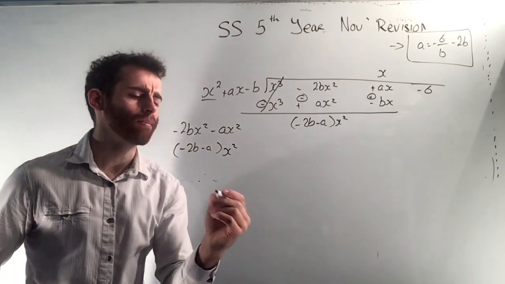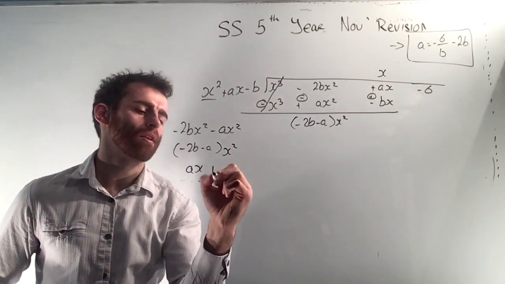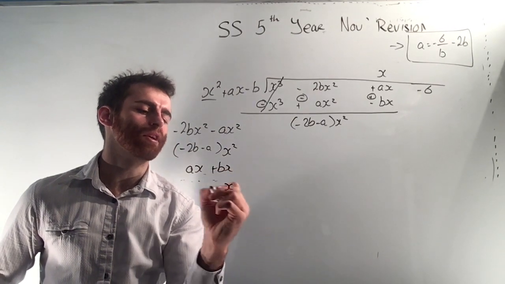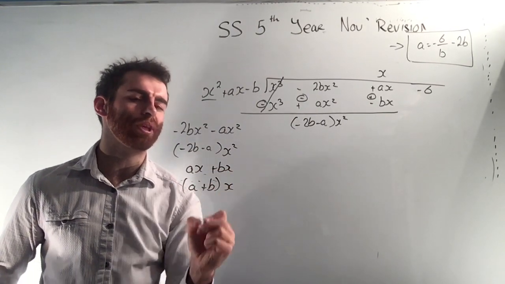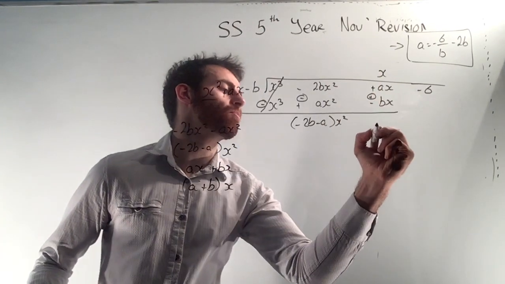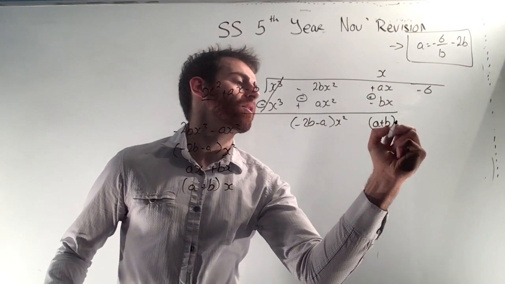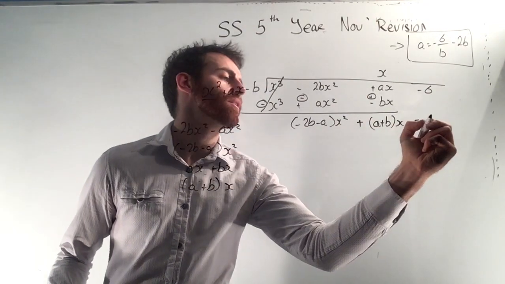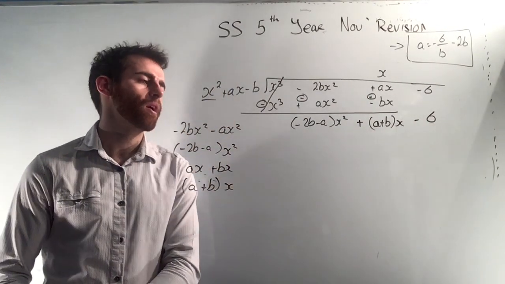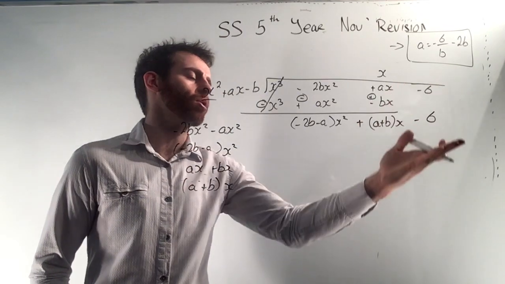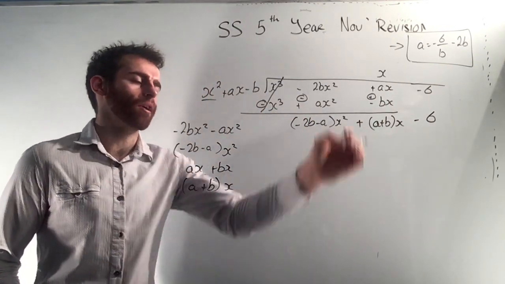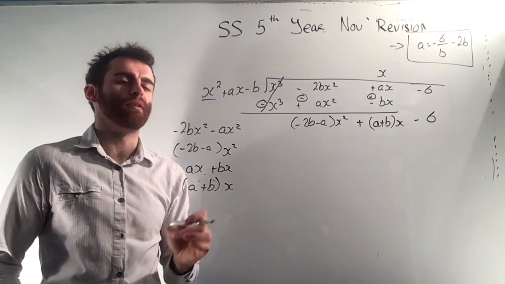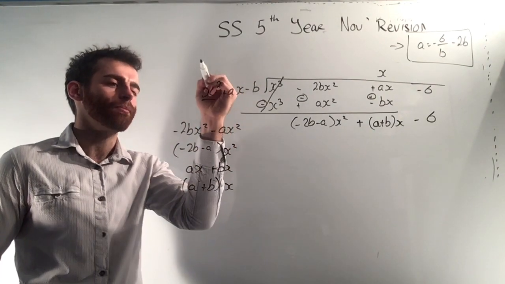You want to do the exact same thing with this. You have ax plus bx. You want to factorize out your x, and you're left with a plus b times x, which means that this becomes a plus b times x. And then the fourth step in our long division is you want to take down the next term, which is a minus 6. So I've done it all once, and I've no more terms to take down. So that means I have to do it all once again. I have to do the whole process again.